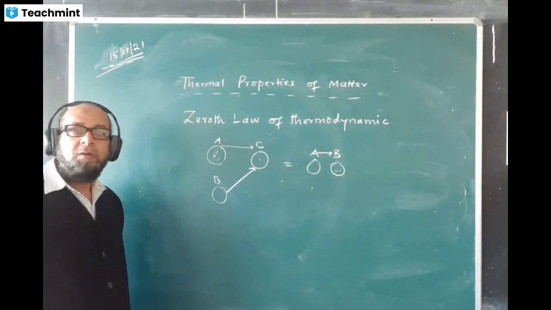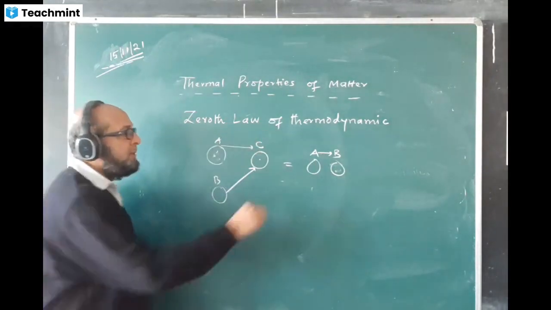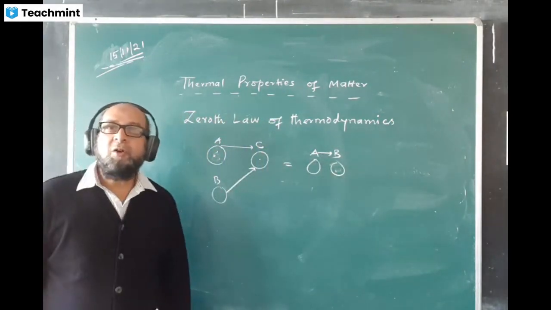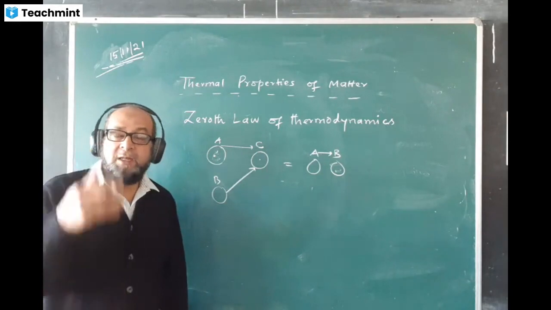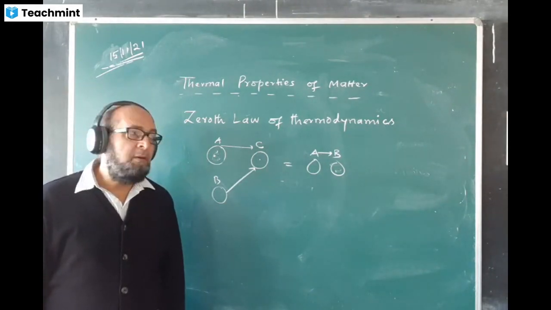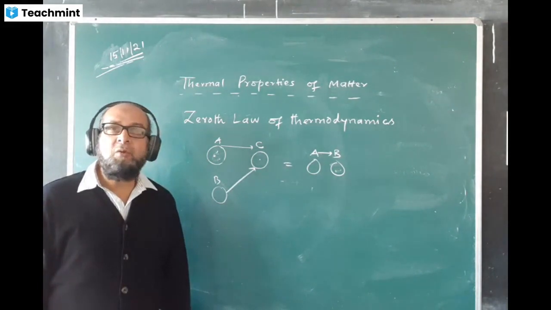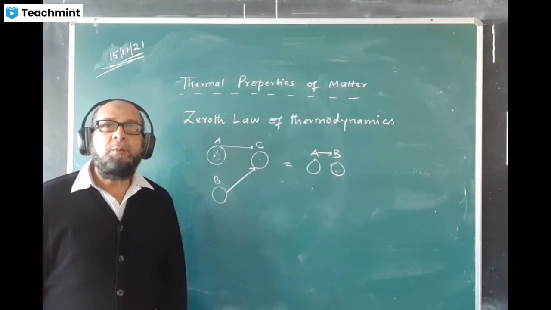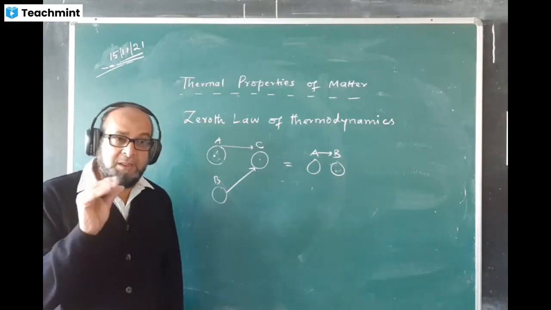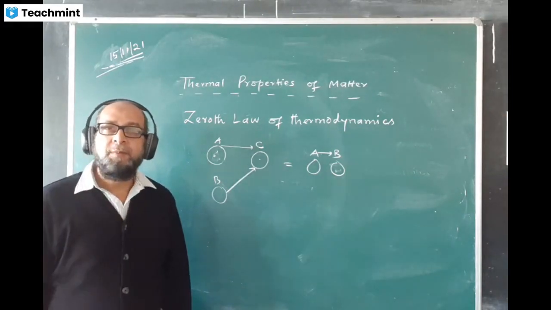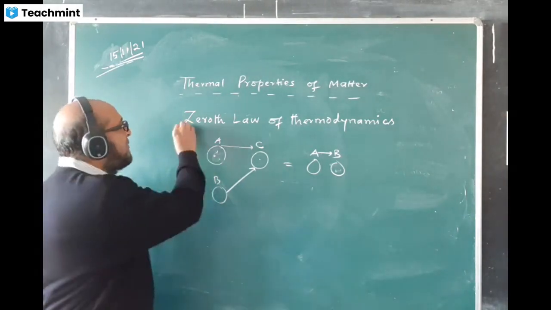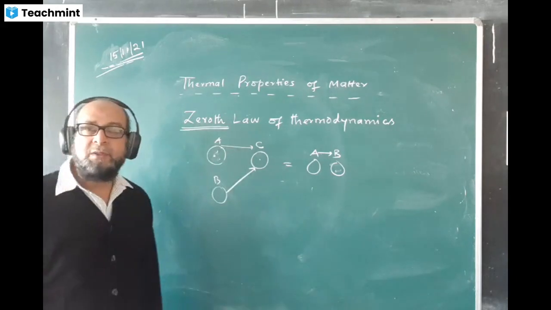This statement is called the zeroth law of thermodynamics. The zeroth law tells you what I said. A hot body loses heat and a cold body gains heat, till both bodies reach a thermal equilibrium, or till both reach a constant temperature. This statement is called the zeroth law of thermodynamics.